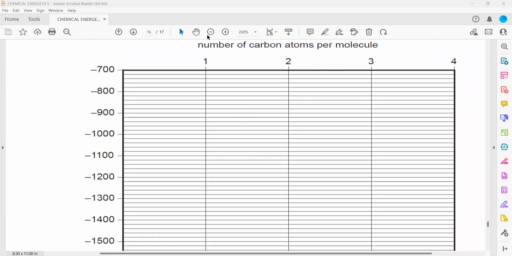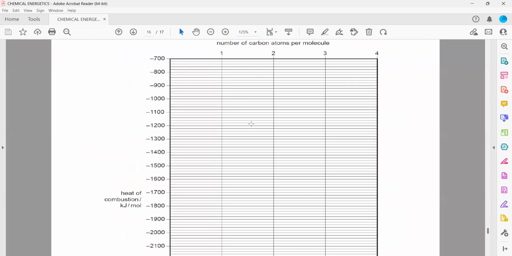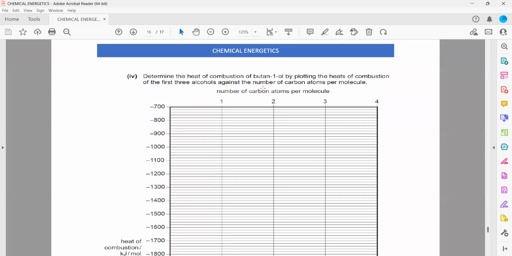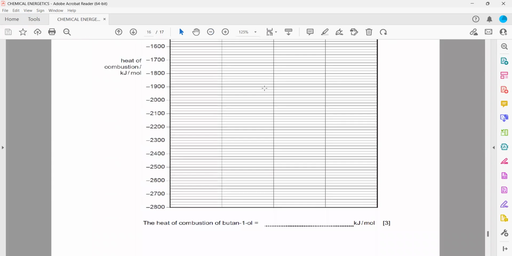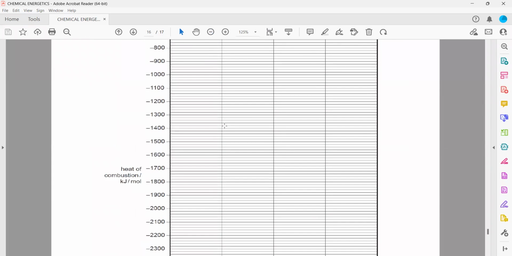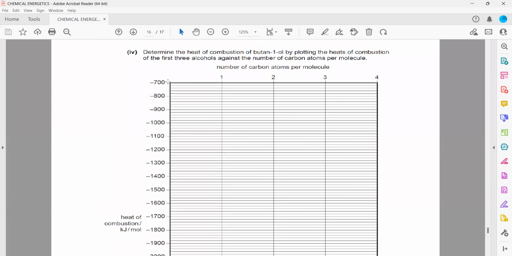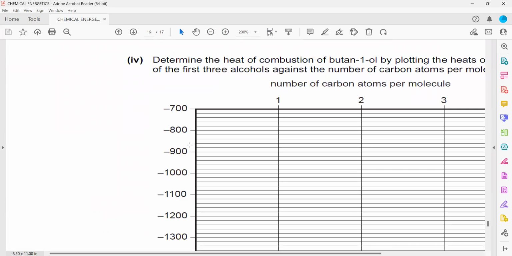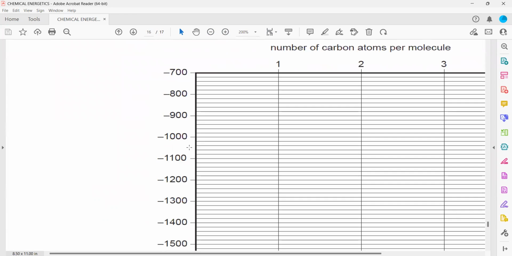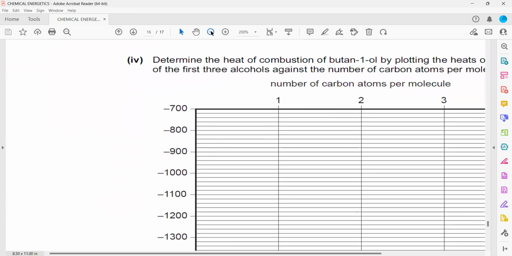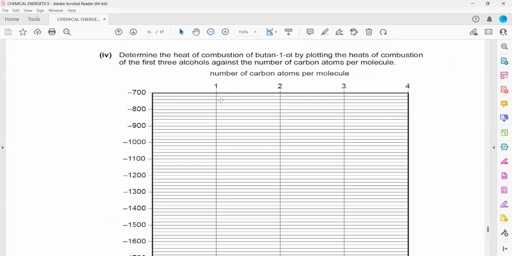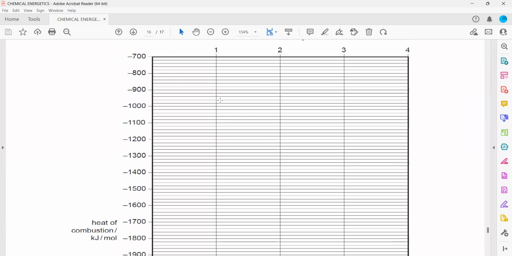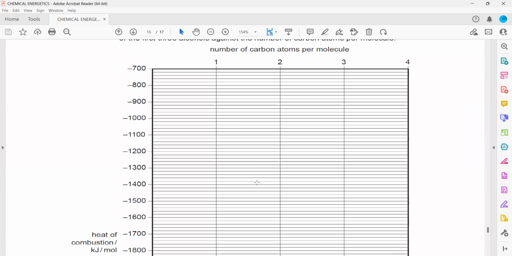Then there is a graph. We have to plot a graph, determine the heat of combustion of butanol by plotting a graph. What we have to do, like this is minus 700, minus 800, minus 900. So we actually work out the value from the table.